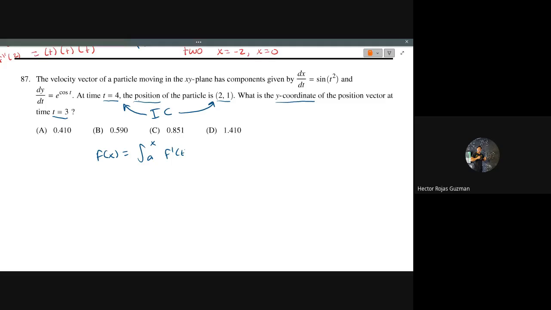So I want to find the y-coordinate at the time t is equal to 3. My initial condition was starting with t is equal to 4. And I'm also going to be integrating dy dt since I want to find the y-coordinate. The position of the particle, the value of the y-coordinate at 4 is 1. Plug it into your calculator. You get your answer.